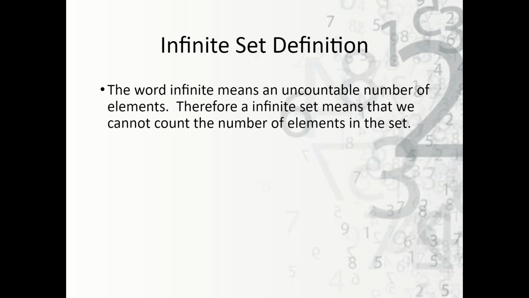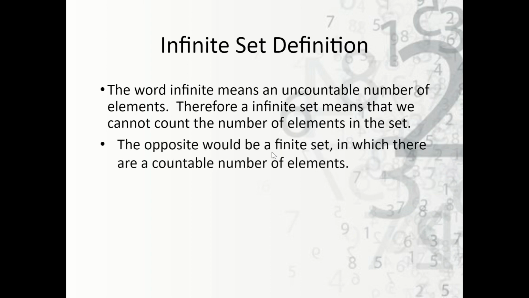We can count 1, 2, 3, 4, 5, 6, 7, 8, 9, 10, and we can keep counting. No matter what number we stop at, there's always a number past it. So that's an infinite number of elements. Therefore, an infinite set means that we cannot count the number of elements in the set. The opposite of this would be a finite set in which there are a countable number of elements.